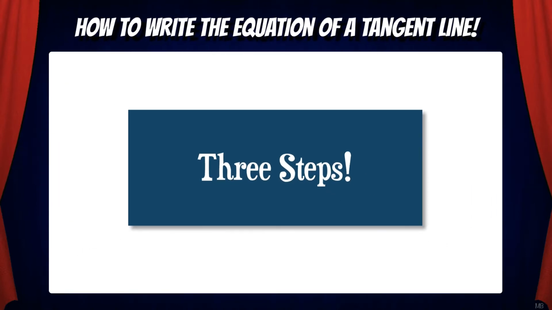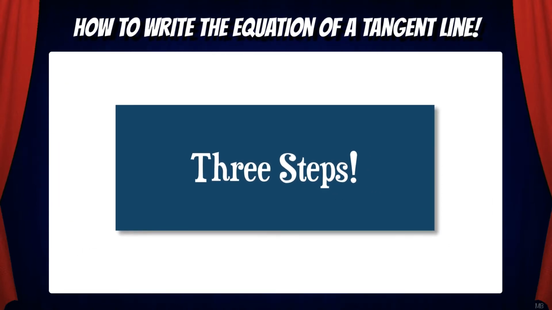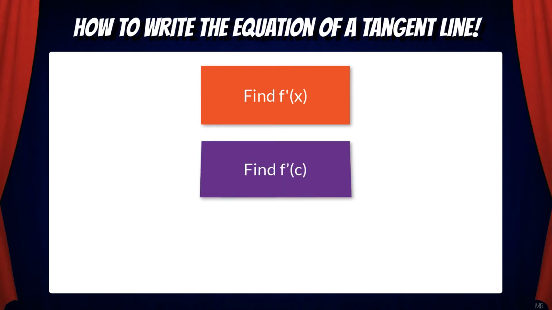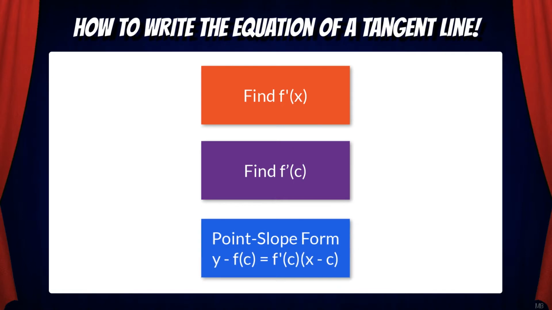In order to write equations of tangent lines, there are three simple steps that you have to follow. First, find f prime of x, the derivative of the function. Second, find f prime of c, where c is the x value of the specific point in question on the function. And third, use the point-slope form of a line to write the equation of the tangent line using the information that you've found. Let's look at a series of examples.